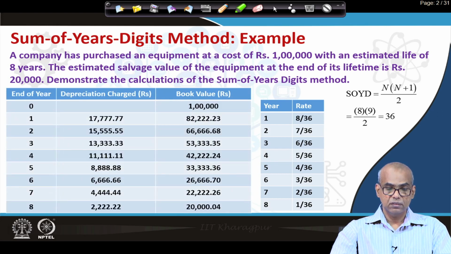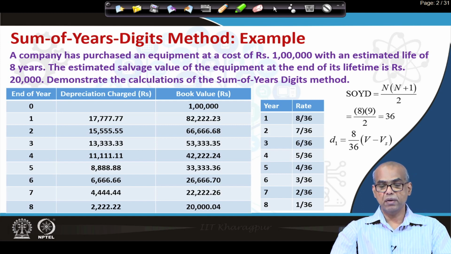And this is the table. So, you compute using the formula years remaining divided by sum of years digits multiplied by V minus Vs, and all the values are tabulated here. You can see that the depreciation in the first year is highest and it goes on decreasing as time progresses. For example, in the first year you will compute as 8 by 36 multiplied by V minus Vs. So, 1 lakh minus 20,000, so 80,000 multiplied by 8 by 36.